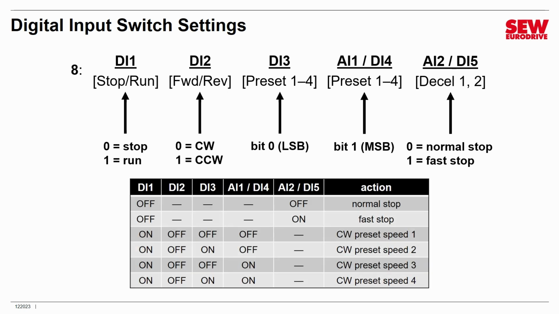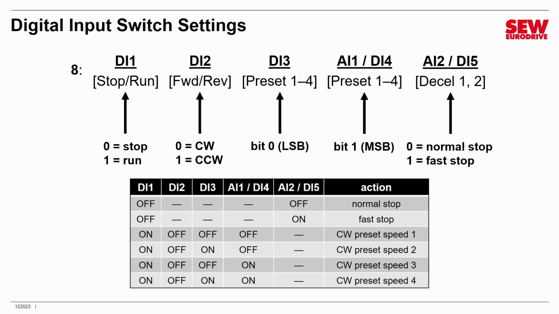This table shows the patterns you'll need to control the VFD in the clockwise direction. So if digital input 1 is off and digital input 5 is off, you'll get a normal stop. If digital input 1 is off and digital input 5 is on, you'll get a fast stop. And then the remaining patterns pick the 4 preset speeds.